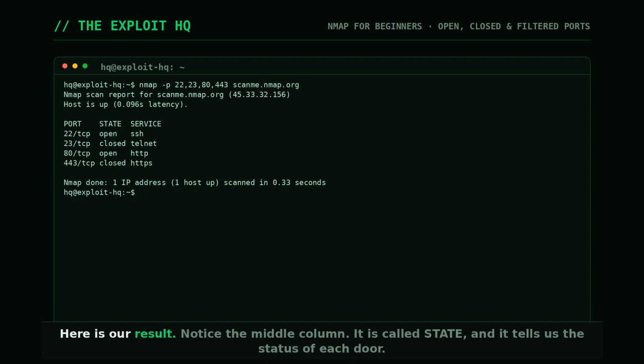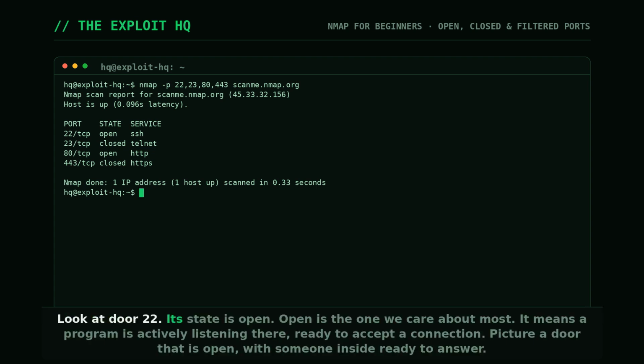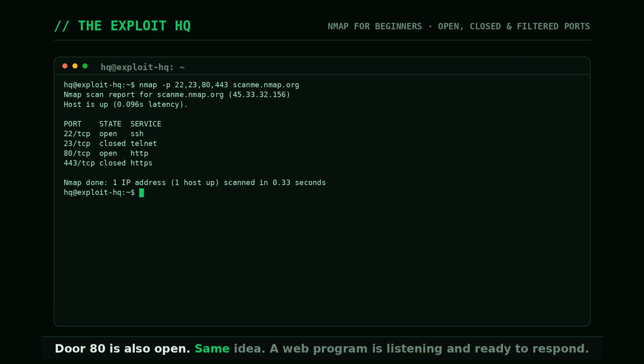Here is our result. Notice the middle column. It is called State, and it tells us the status of each door. Look at door 22. Its state is open. Open is the one we care about most. It means a program is actively listening there, ready to accept a connection. Picture a door that is open, with someone inside ready to answer. Door 80 is also open. Same idea. A web program is listening and ready to respond.